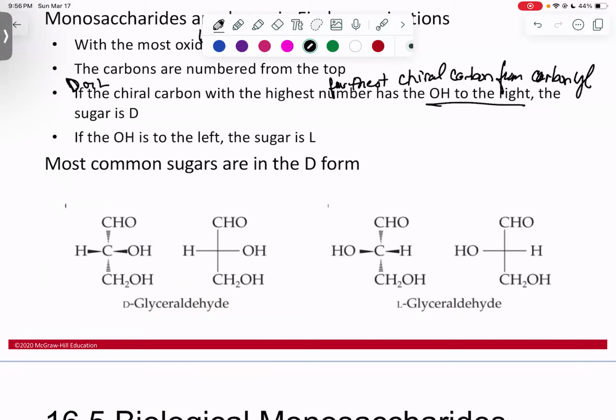So if we look at these different molecules, right? You give your most oxidized carbon, the one in the carbonyl, number 1, then 2, 3. And in this case, the only chiral carbon is the one that's there.